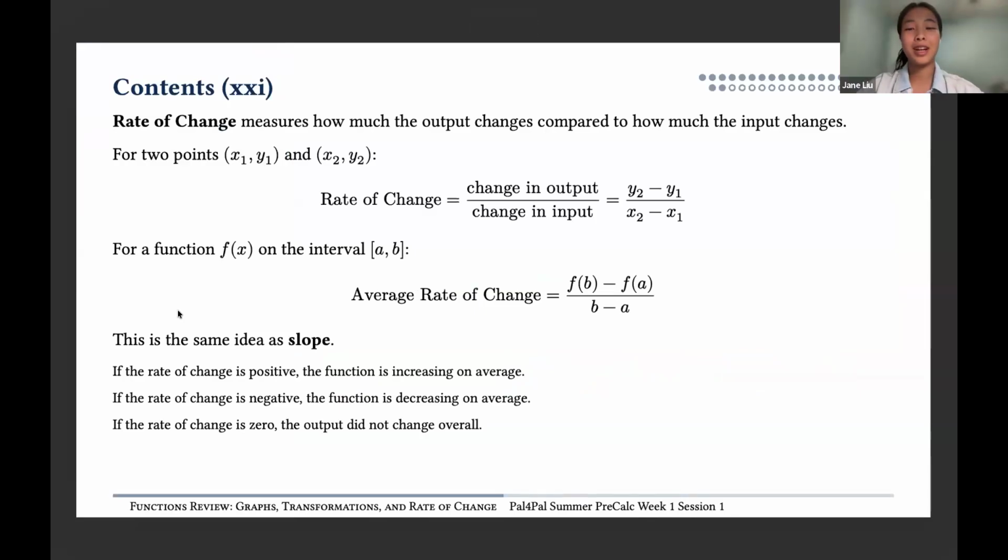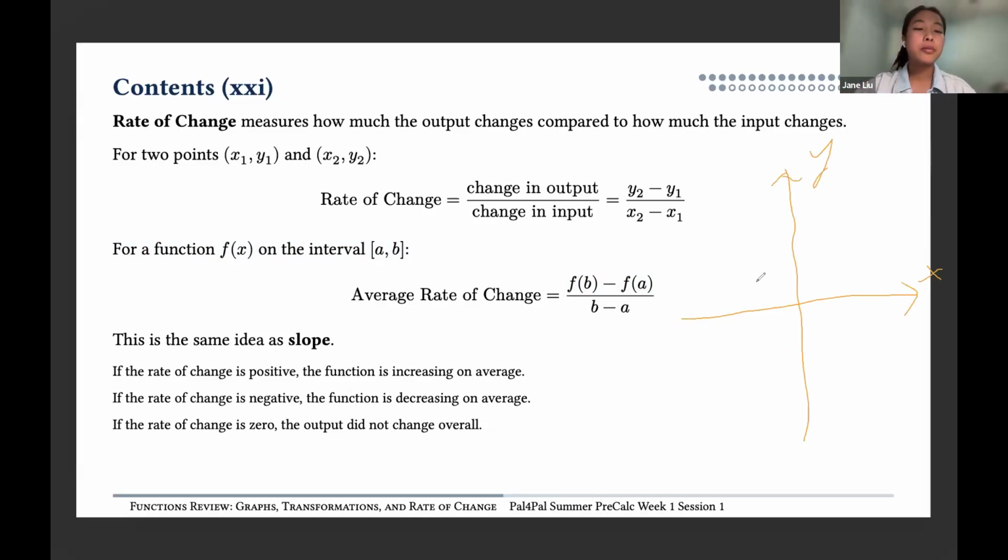So now we're moving to rate of change. Usually the rate of change, often called the slope, measures how much the output changes compared to the input. So if we have 2 points (x1, y1) and (x2, y2), the rate of change would be the change in the output, which is y2 minus y1, divided by the change in input, which is x2 minus x1. Note that you have to do the points in the same order, which means that you cannot have y2 minus y1 over x1 minus x2.